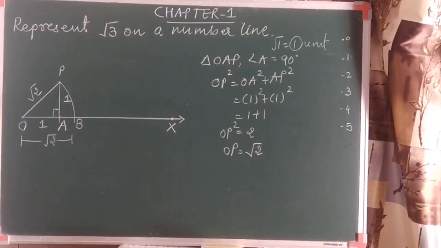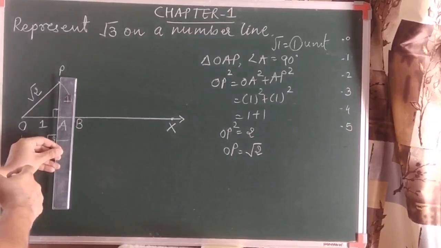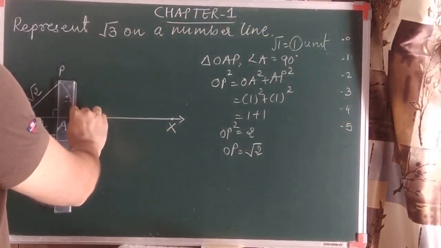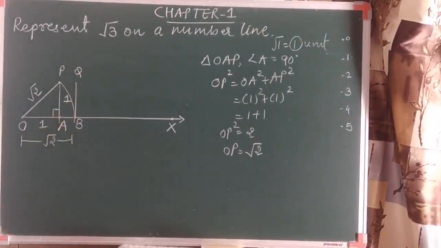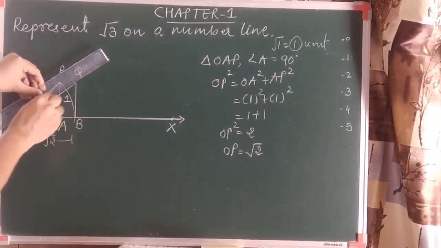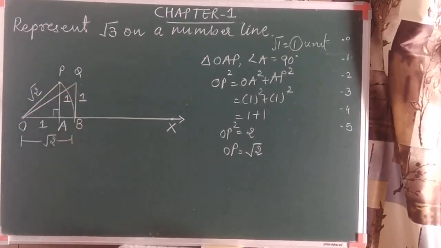So let's move further. We have to represent root 3 on a number line. One more time we'll use the same method. Again, I'll take 1 unit perpendicular from point B. You can use the set square for the same. Here it is, point Q. Join this point Q with O. As we discussed, this length is 1 unit.